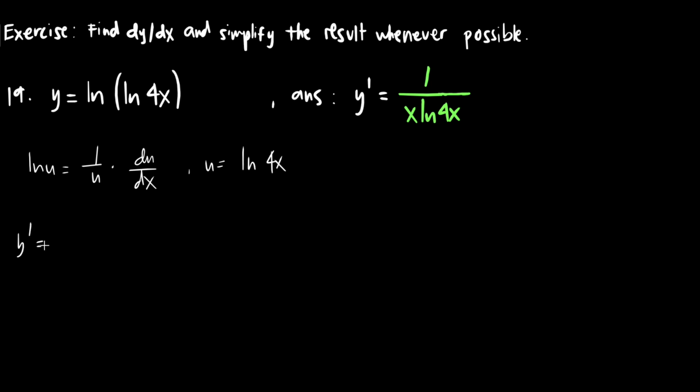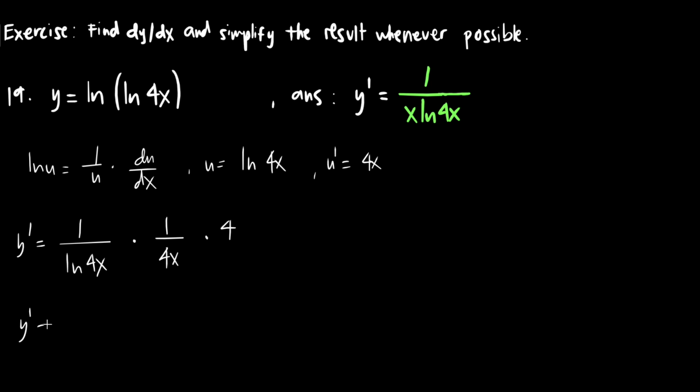So we have y prime is equal to 1 over u, where u is equal to ln 4x, times the derivative of u. The derivative of ln 4x is 1 over the inner u, where this u is 4x, times its du over dx. The derivative of 4x is just equal to 4.